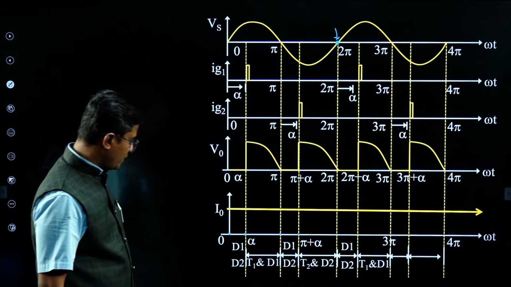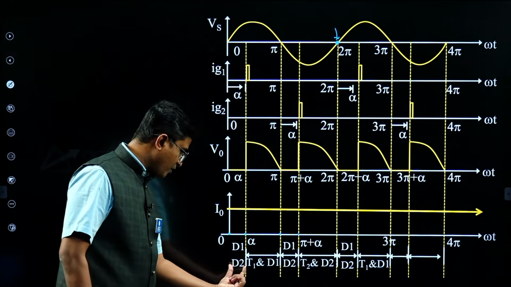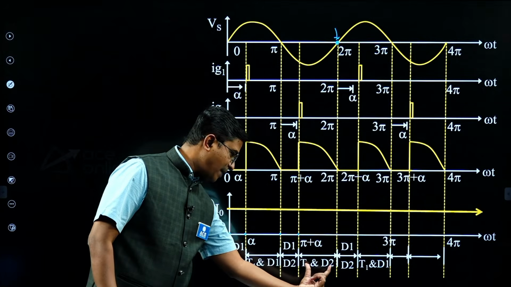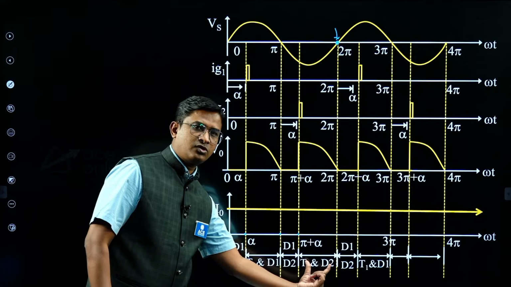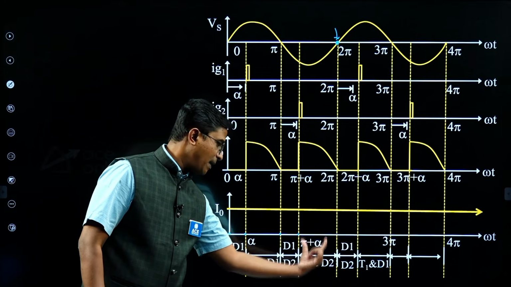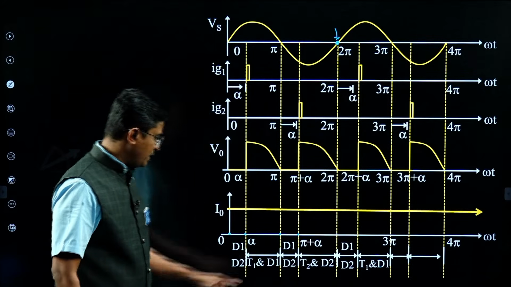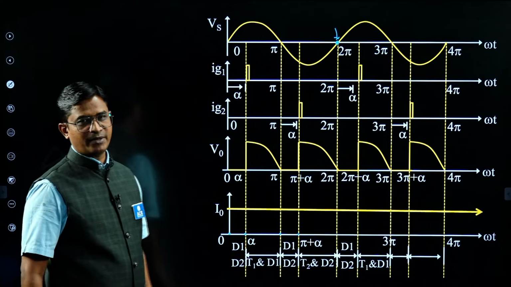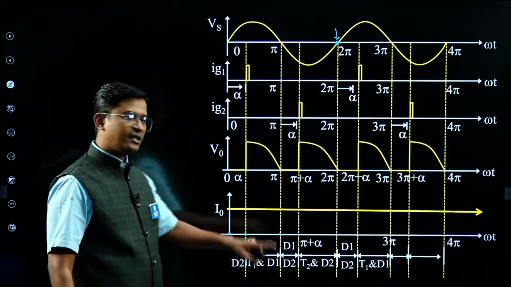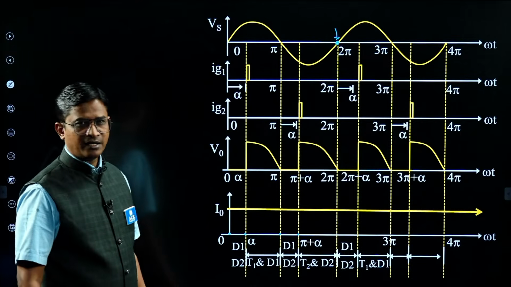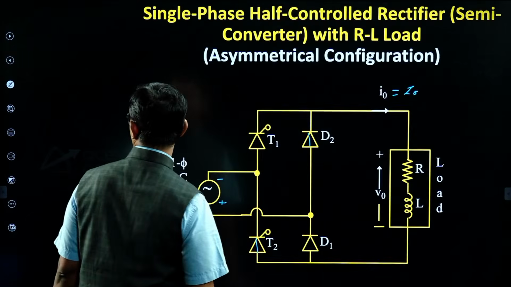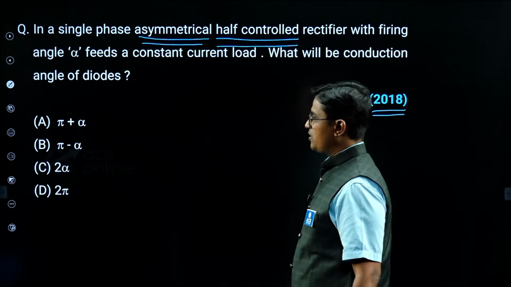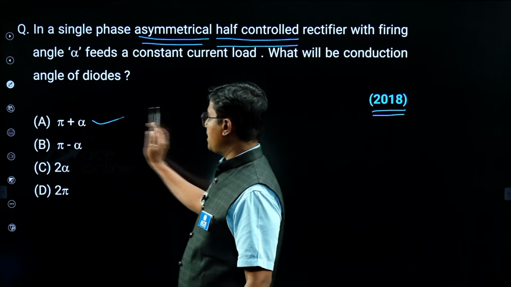Similarly, check for D2 also. D2 conducts 0 to alpha, again pi to pi plus alpha, and again pi plus alpha to 2 pi. Here this is total pi and this is alpha, so the total is pi plus alpha. Each diode conducts for how much angle? Pi plus alpha. They are asking about the conduction angle of the diodes, so the diode conduction angle is pi plus alpha.